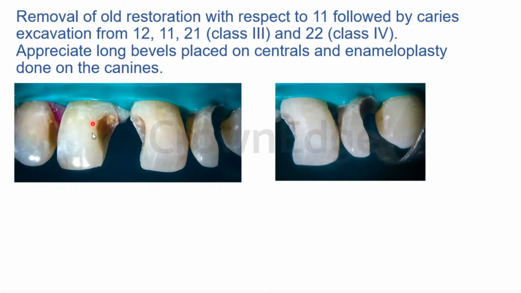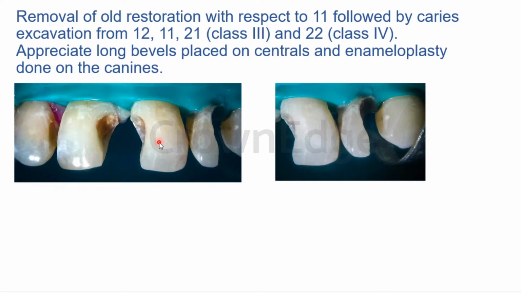So, this is a kind of class 3 restoration over here, a borderline class 4, I would say, for 1 1. The same with 2 1 as well. 2 2 is a proper class 4 kind of scenario, right? I also did a small class 3 slot preparation kind of thing. I also gave long bevels. If you see these long bevels over here at the cavo surface margin, we have placed long bevels in order to increase the surface area.